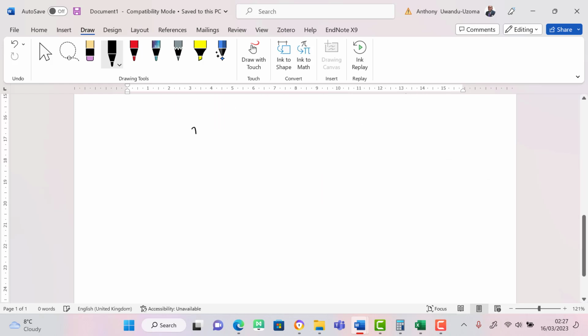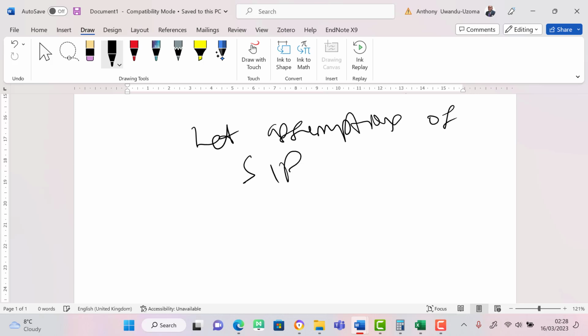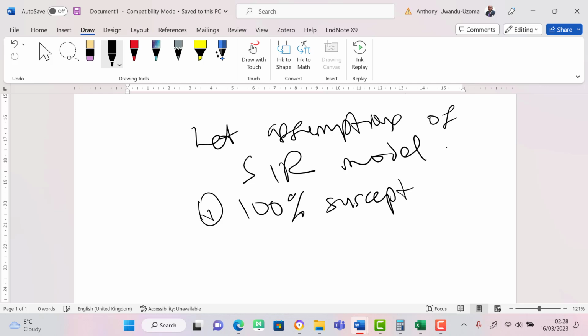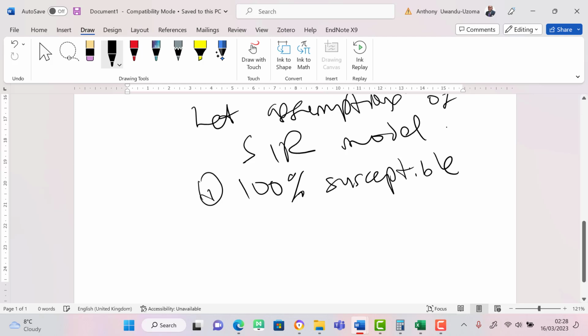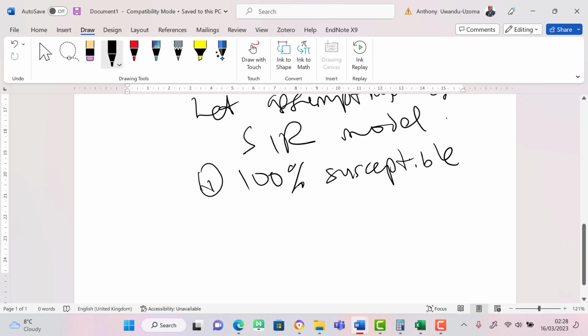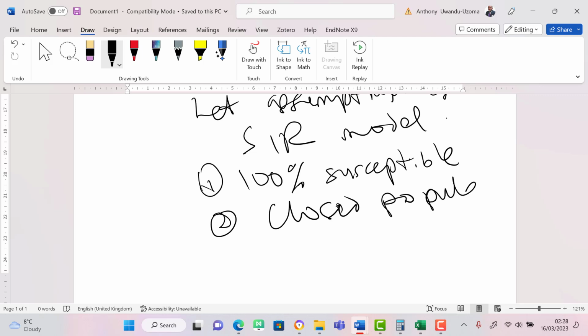All right. So we now learn the assumptions of the SIR model. Number one, it is assuming that everybody in the population is 100% susceptible, which is not true in real life. In real life, some people will not be affected no matter what. The SIR model is also assuming a closed population, and these are the two major weak points. That means the birth rate and death rate are constant, which we know in reality is not always the case.